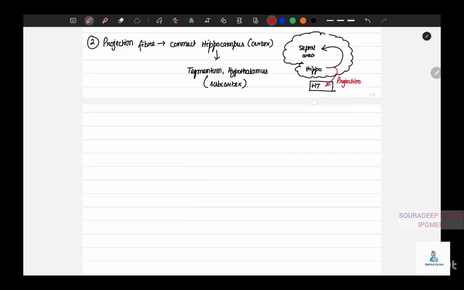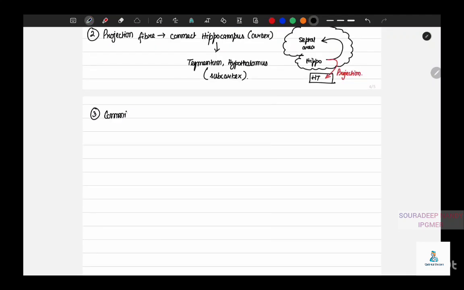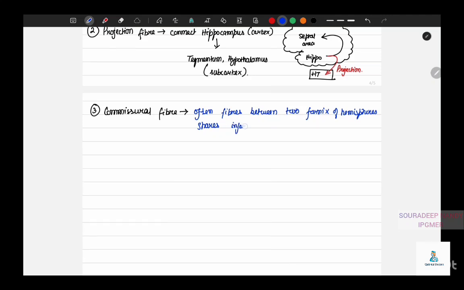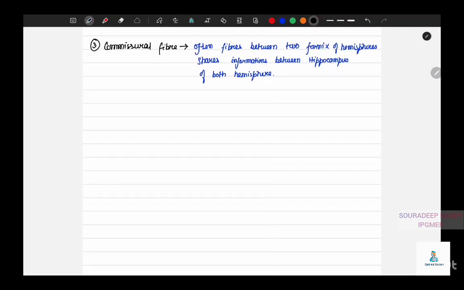Now, coming to the commissural fiber of fornix. The commissural fibers are the fibers between the two fornices of the two hemispheres, which share information between the hippocampus of both hemispheres. So it behaves as a commissural fiber also.